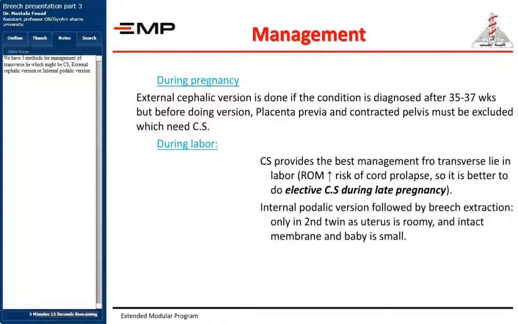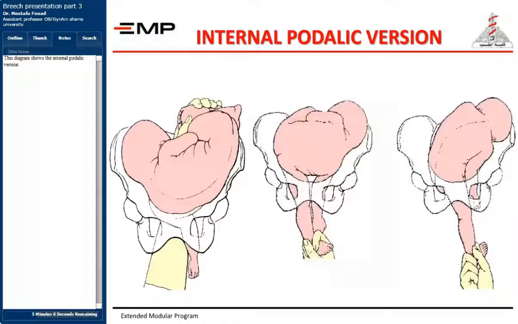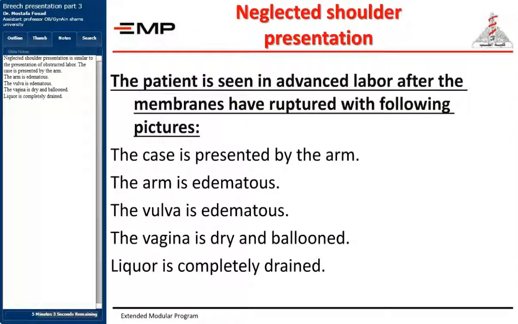We have 3 methods for management of transverse lie, which might be CS, external cephalic version, or internal podalic version. This diagram shows the internal podalic version. Neglected shoulder presentation is similar to the presentation of obstructed labor. The case is presented by the arm.